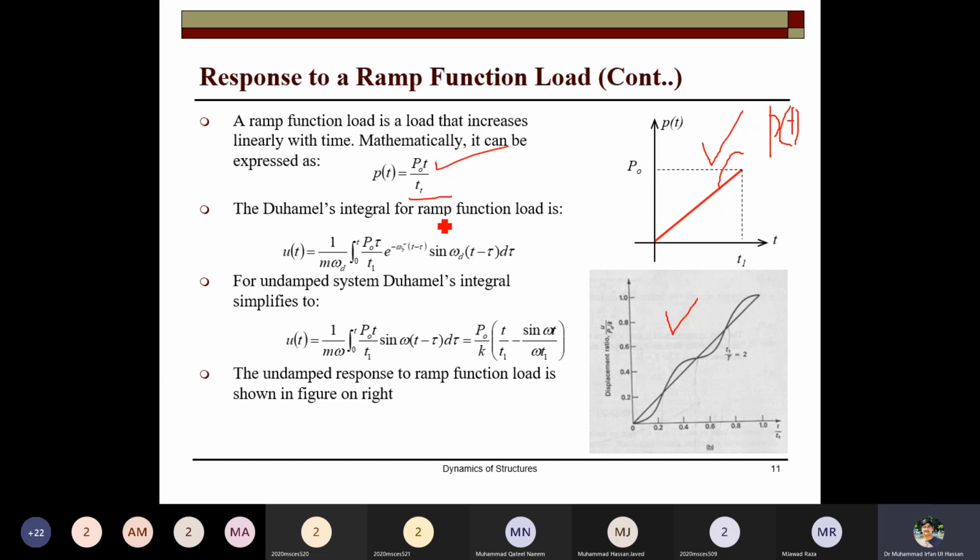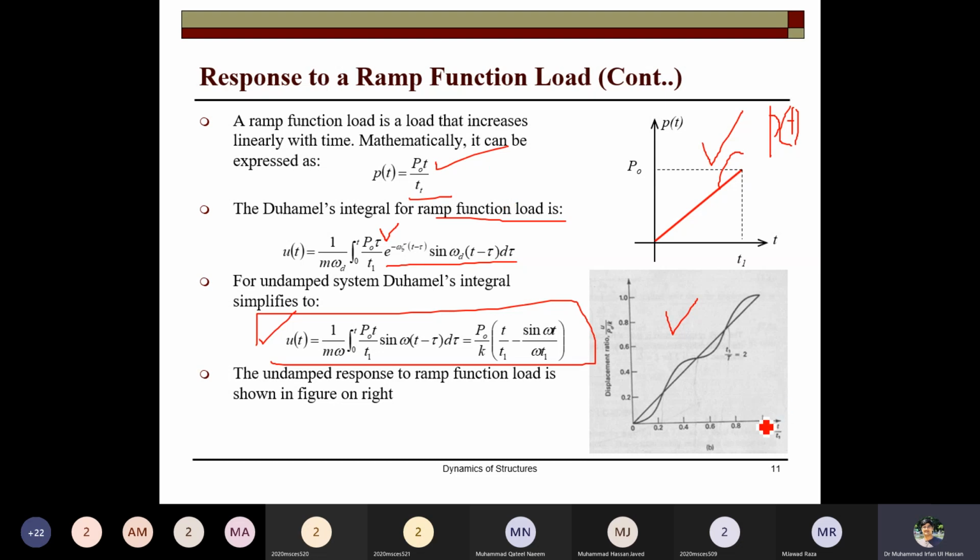So who put the value of that? The Duhamel integral for the ramp function, what will the Duhamel integral be? The function of the force, with tau for that and T1 the maximum value, and then you multiply that with the function e to the power minus zeta omega t and sin omega d t. This is the Duhamel integral and then you can solve for the response of the system. This is the response of the system obtained for the ramp function. We call this the ramp function.